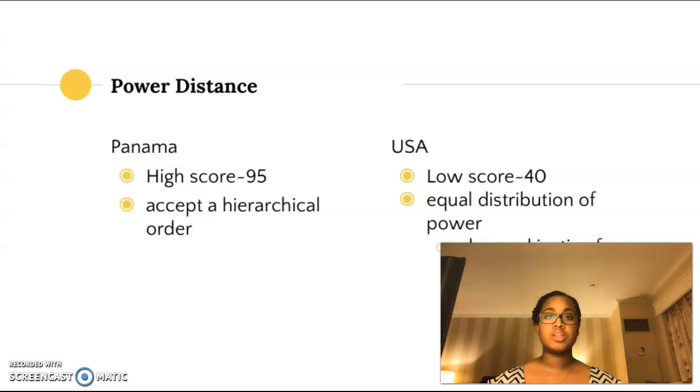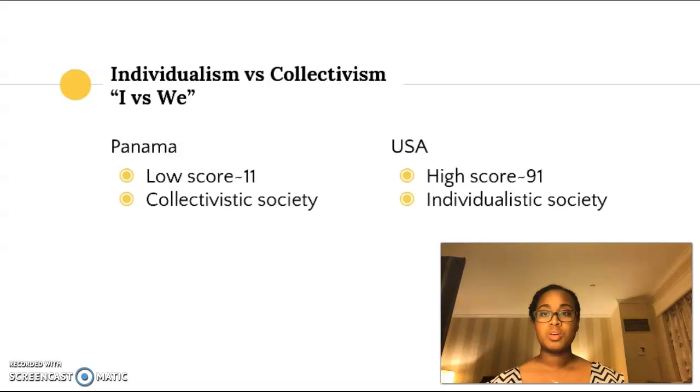So power distance essentially determines whether or not a country is okay with power. Panama has a high score, so they accept hierarchical order, whereas the United States has a lower score. Panama, if they say something, it kind of just goes, whereas in the United States, if you say something and they don't like it, then citizens have a tendency to fight it. So that's what that one means.